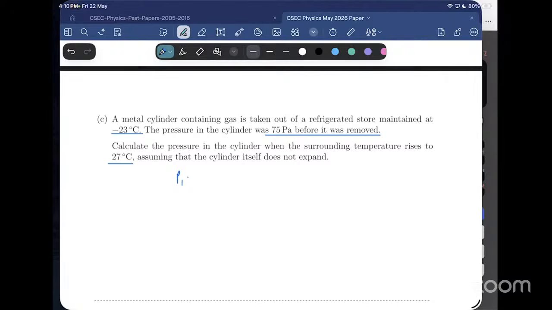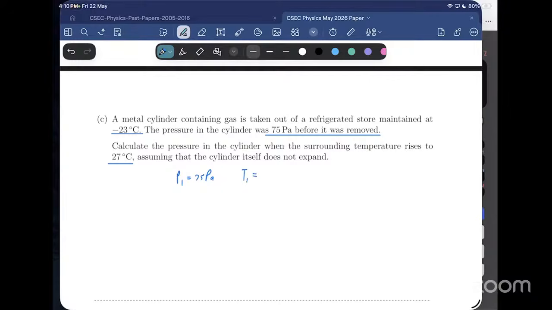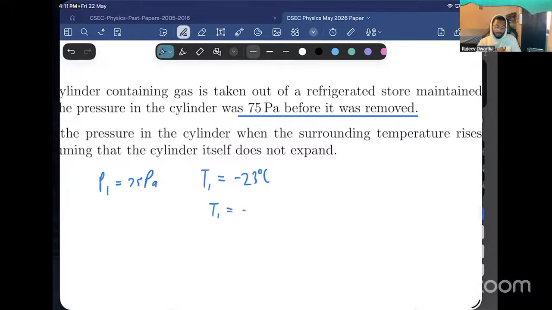What is P1? 75 pascals. What's T1? Minus 23 degrees Celsius. You have to add 273 to change it to Kelvin. We talk about this plenty.